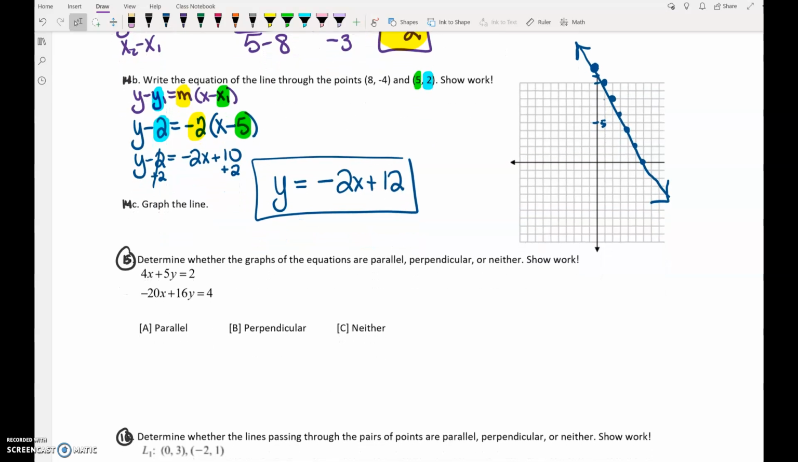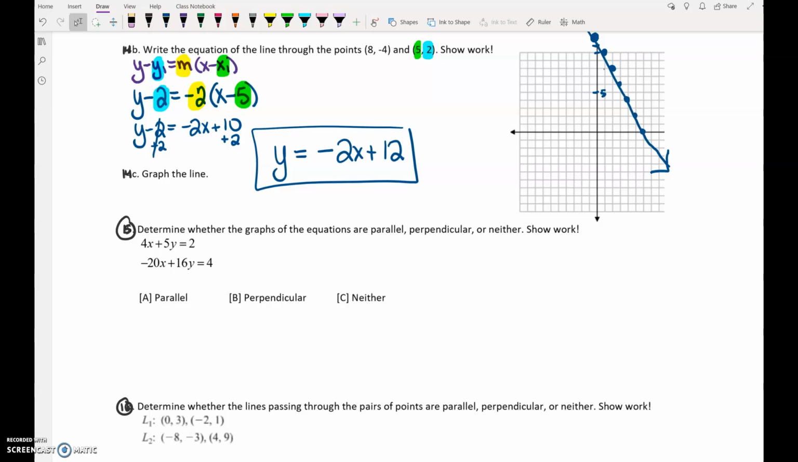Number 15, determine whether the graphs are parallel, perpendicular, or neither. In order to do this, you need to get them both to look like y equals mx plus b. So I'm going to start with 4x plus 5y equals 2. Subtract 4x on both sides.